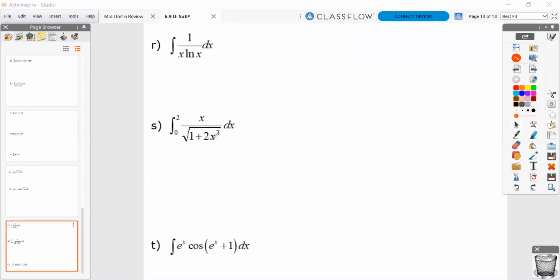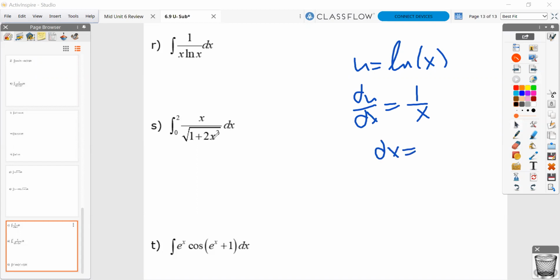Okay, for R, the first thing I realize is that natural log of x is probably the better thing to take as u here, because just using x isn't really going to do a whole lot. However, du dx is equal to 1 over x, which now means that instead of dividing by this x, dx is equal to du times x. And so now we're going to cancel it out in an interesting way.